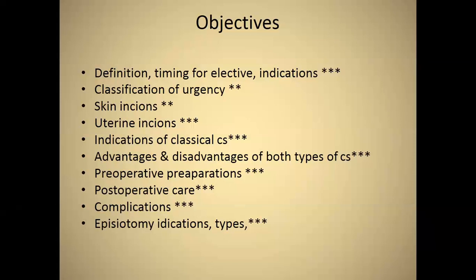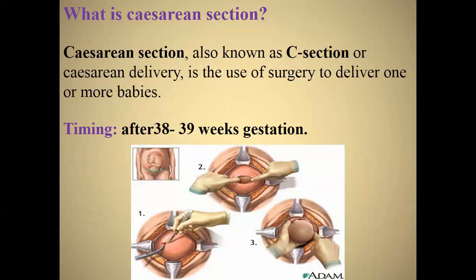The preoperative preparation and postoperative care is one of the mandatory points you have to concentrate on because it's your part of duty. Also, complication is a very important point, and episiotomy, its indications and types. Cesarean section is also known as C-section, or sometimes abbreviated CS. It is the use of surgery to deliver one or more babies.